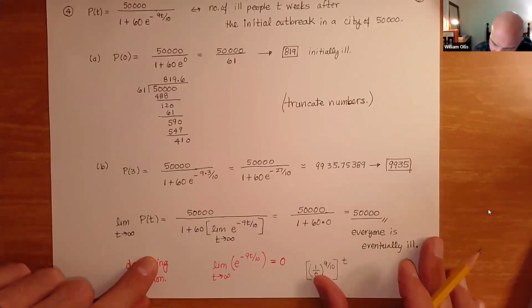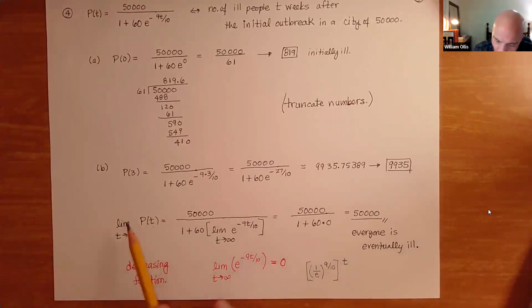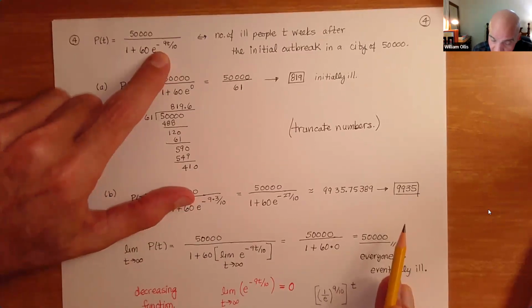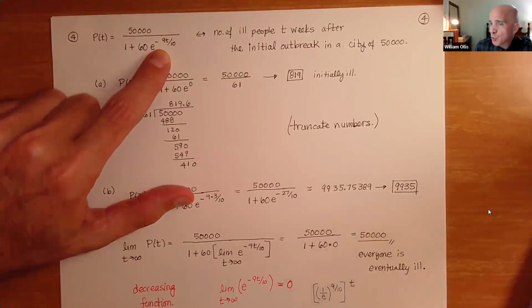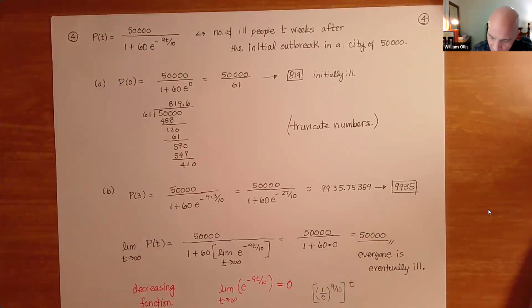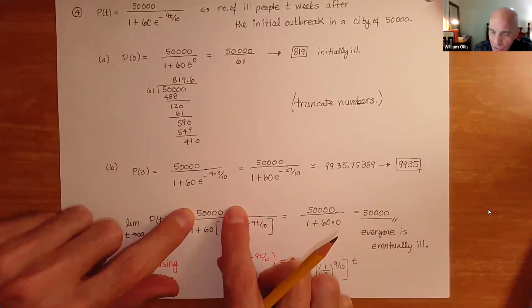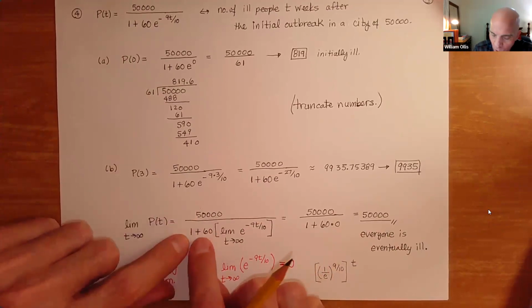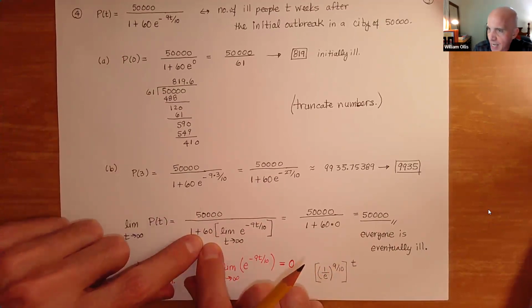So now you can see, and I've just written this out, what would happen as t passes to infinity. So we're thinking lots of time has passed. What's going on with the number that are ill? Well, look at this. If we let t pass to infinity, the only part of the function that is affected, so to speak... look at this. Notice the 50,000 has no t component. The 1 has no t component. The 60 has no t component.